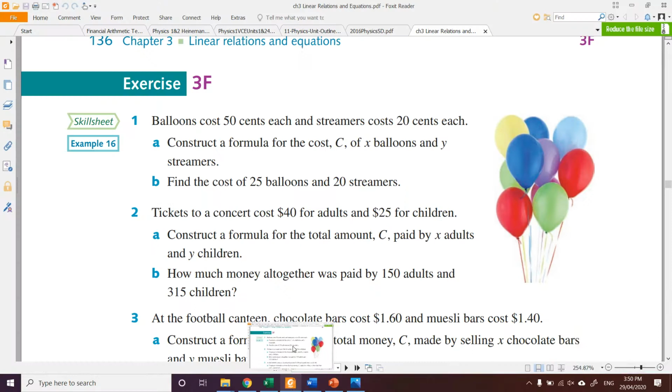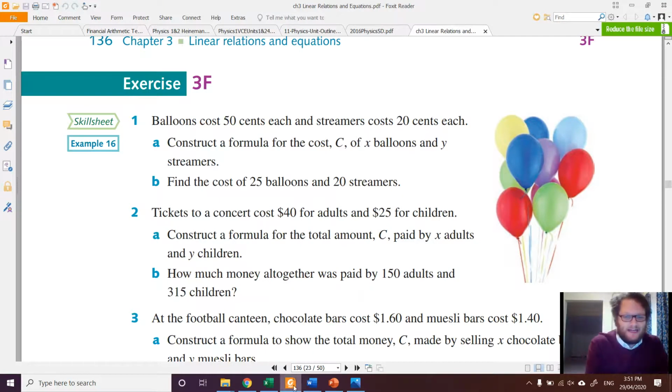So let's bring up 3f. Now, I can't use the pen here, so you're going to have to sort of make do. But we'll have a look at these. So you can see with this first question here, the balloons are 50 cents each. The streamers cost 20 cents each. So we can pretty much see what's going to happen here. You're going to go 50 times the amount of balloons, and 20 times the amount of streamers.